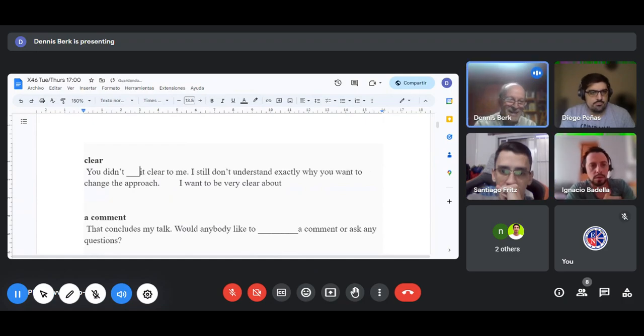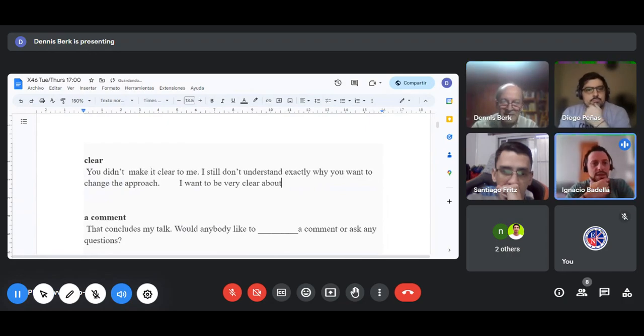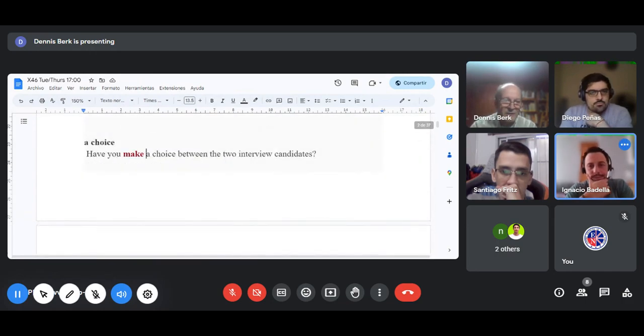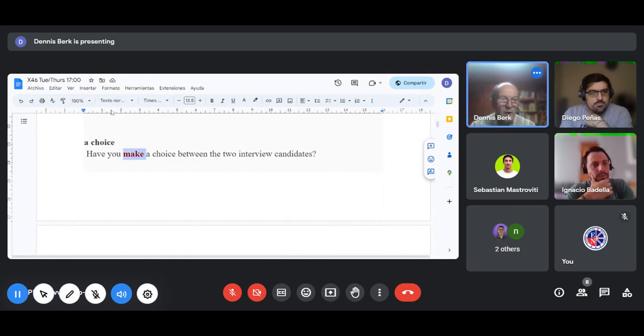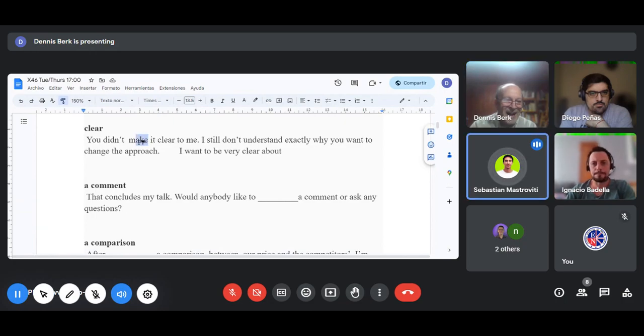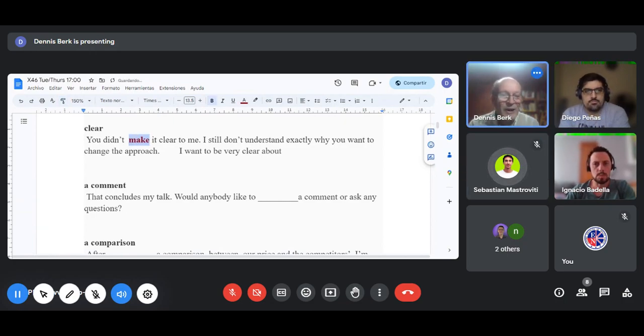Yeah, very good. You didn't make it clear. But can you read the whole thing? I still don't understand exactly why you want to change the approach. Okay. So I'm trying to make it clear here. You didn't make it clear to me. I still don't understand exactly why you want to change the approach.